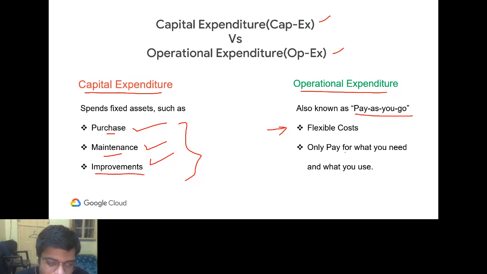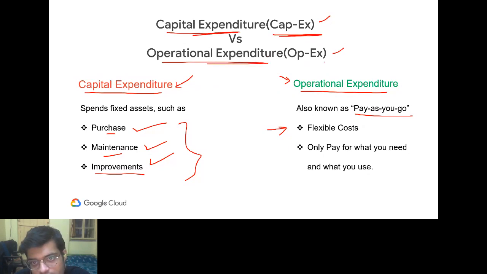In terms of cloud, I've already told you this before. How will capital expenditure be more costly than operational expenditure? By the way, capital expenditure stands for CapEx and operational expenditure stands for OpEx. Small terms. But the question is, why do we usually use operational expenditure and not capital expenditure? How is capital expenditure more expensive?